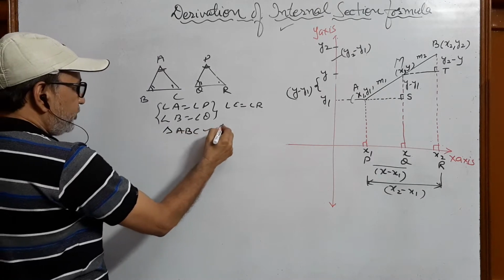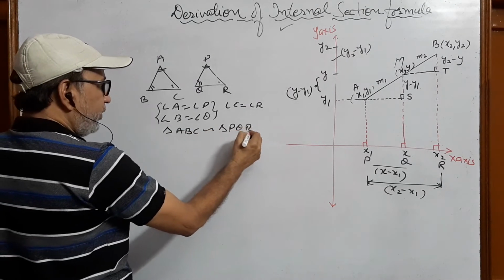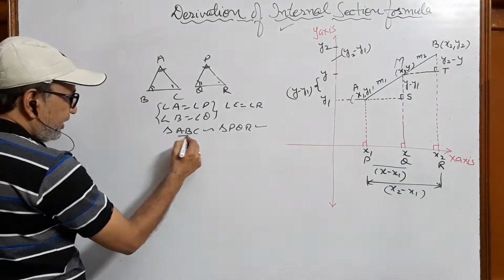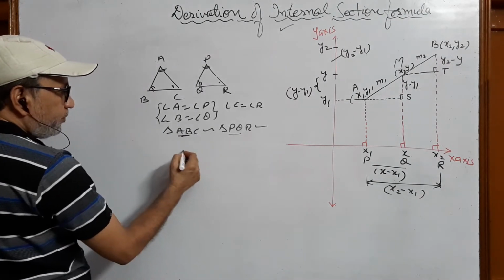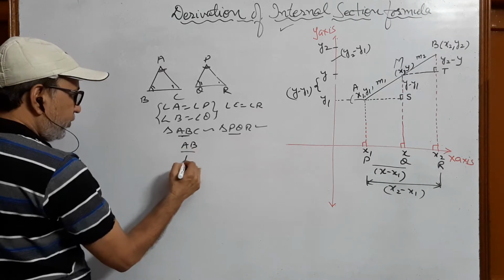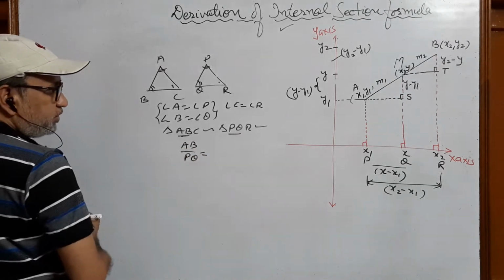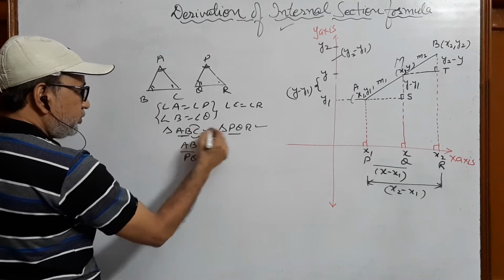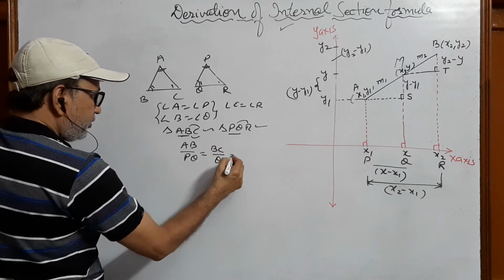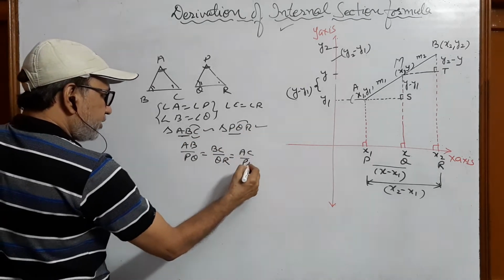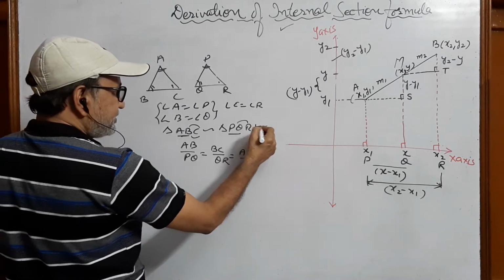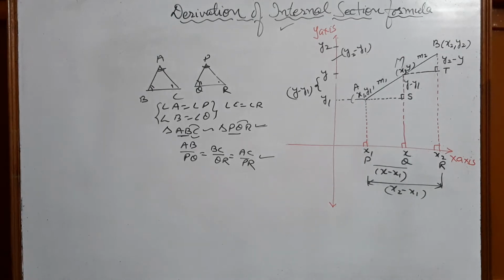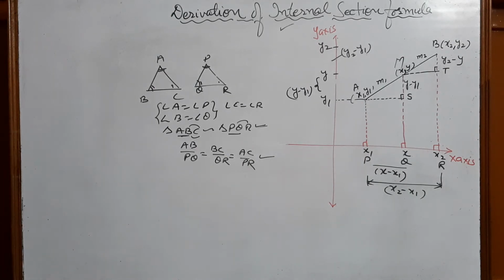ABC is similar to PQR. When triangles are similar, their sides are proportional. Means you can say AB upon PQ, isn't it? And here BC upon QR and AC upon PR. When triangles are similar, then sides are proportional. This is a common concept that you will also study in your triangle chapter.